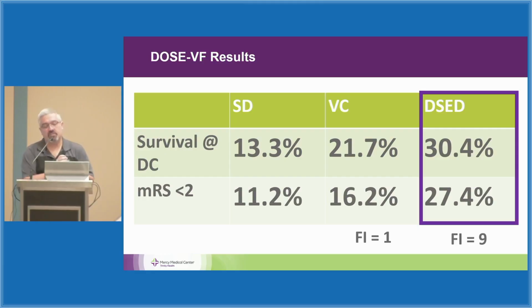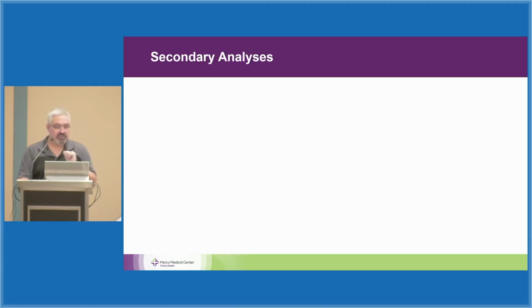So how robust was the result? There's a number we use called the fragility index, which looks at the number of patients that would have to go from one group to the other to break the result. If 9 patients in the dual sequential group had a different outcome, the result would have gone away, versus only 1 in the vector change group. So the dual sequential result is definitely more robust than the vector change result, but it was still statistically significant.